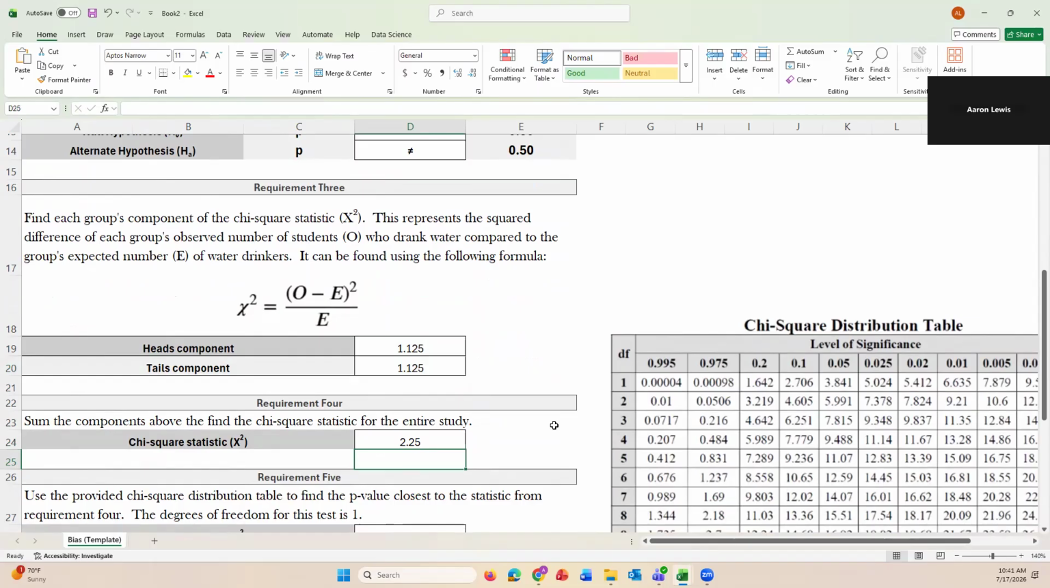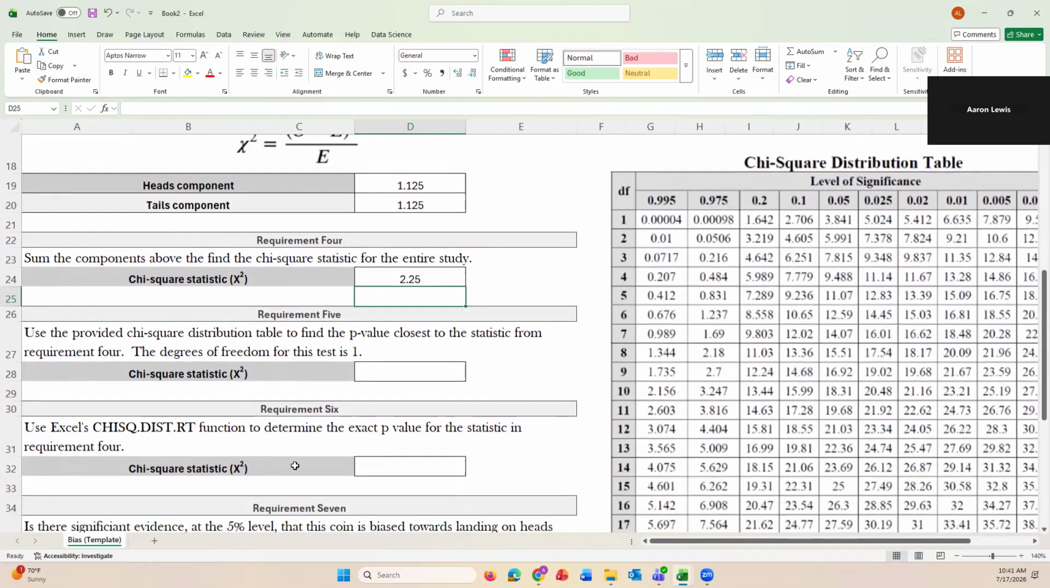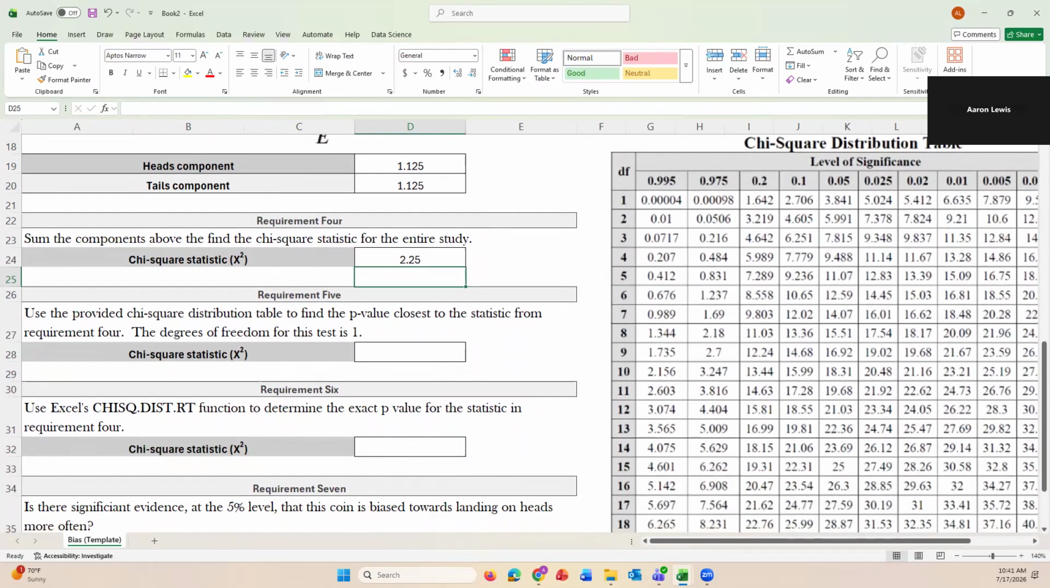So the purpose of this is we can use it to establish some form of probability. In requirement 5, we're going to do it via a table, and the table provided over here on the side has a bunch of intersections. We are going to know what our degrees of freedom are. And I gave it to you in the problem in here. The degrees of freedom for this test is 1, but how did I determine that?